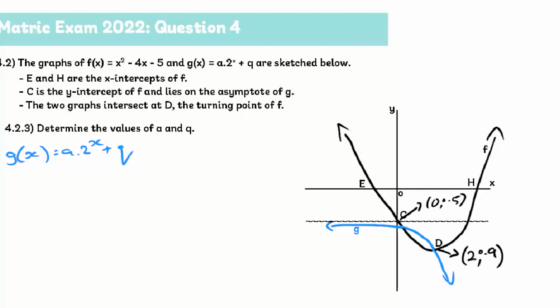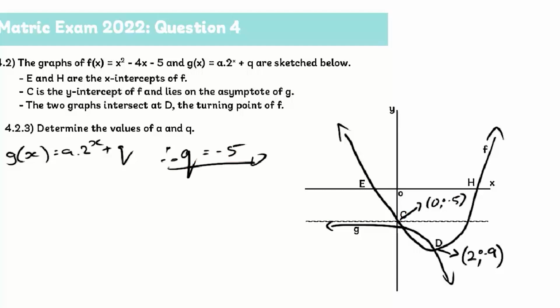Question 4.2.3. Determine the values of a and q. So we know that in an exponential function, the q represents the y value of the asymptote. And we worked this out previously, which is point C on the graph. And we can see there that the y value is minus 5. Therefore, q is equal to minus 5. So that's the first part of the question answered.